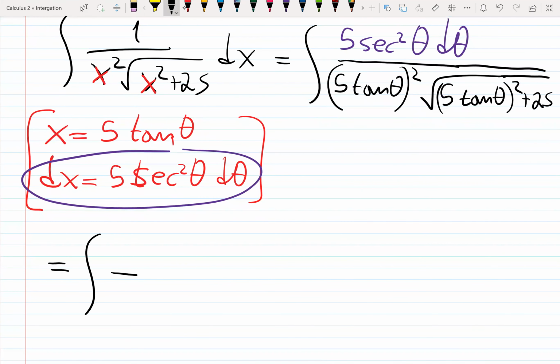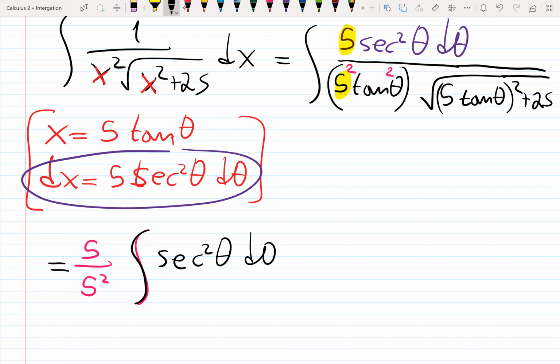So it's going to be integral. Right away, take out the constants that you know how to take out. I see this 5, and I see this 5 squared. So remember, each can be squared separately, right? So I will have 5 over 5 squared. 5 over 5 squared. Don't simplify it yet. Simplify it at the very end. Integral secant squared theta d theta over tangent theta squared. Don't forget it's squared. Square root. Factor out 5 squared, so it's going to be 25 factored out: tangent squared theta plus 1.